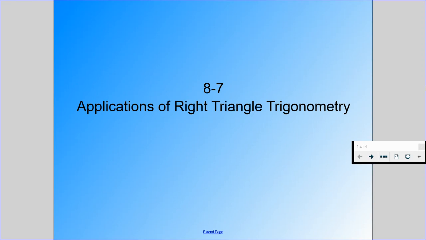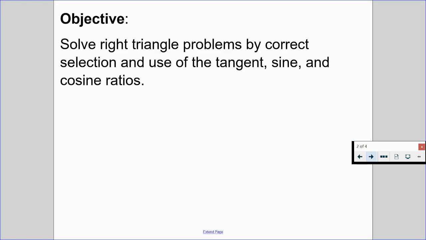In this video, we are going to be going through Chapter 8, Section 7, titled Applications of Right Triangle Trigonometry. By the end of this video, we should be able to solve right triangle problems by correct selection and use of the tangent, sine, and cosine ratios. So please have out your guided notes. Let's begin.